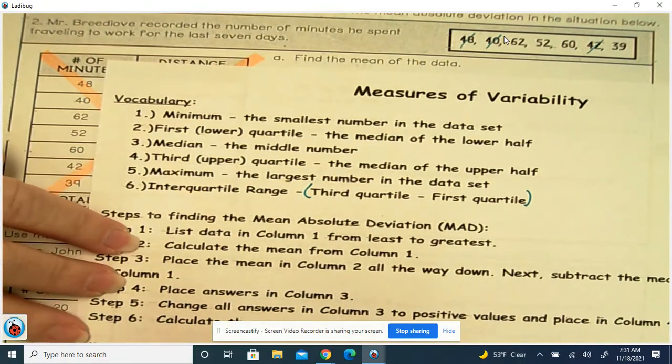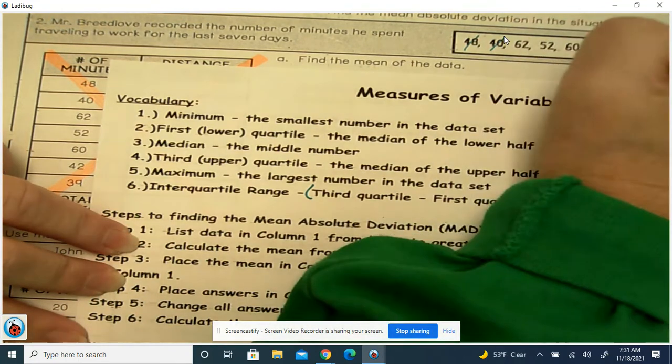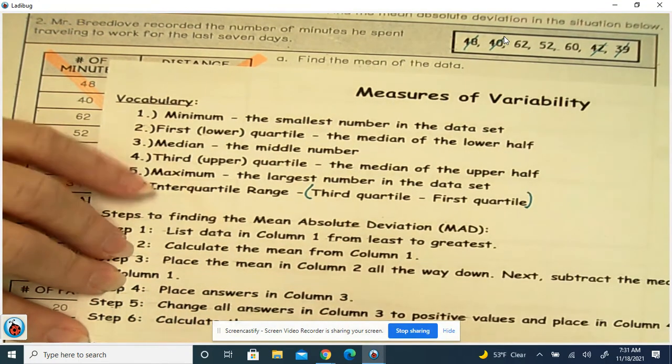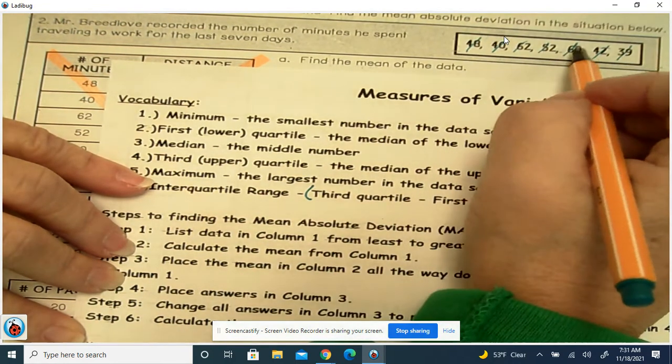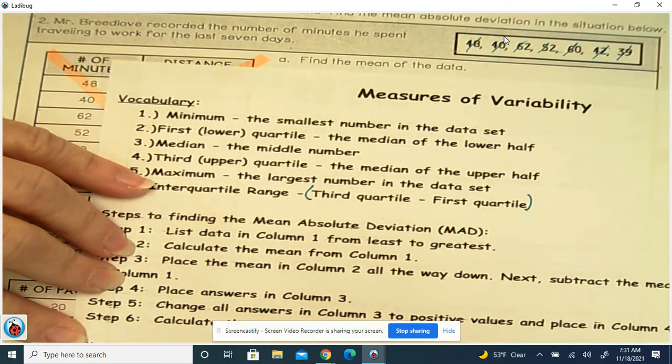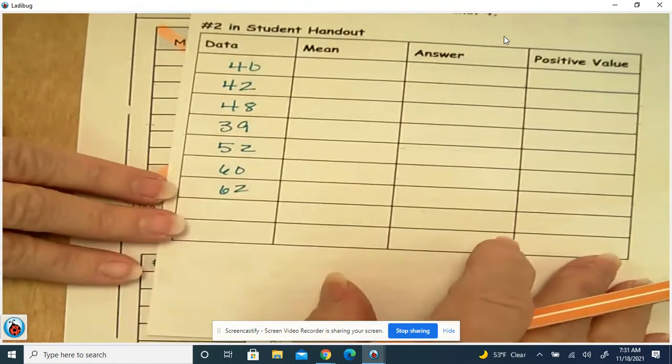There's a 39 at the beginning. Okay, it's not going to be in order, but that doesn't matter really for this. 39, 52, 60, and 62. So that's 1, 2, 3, 4, 5, 6, 7 pieces of data. Okay, so y'all can see that.